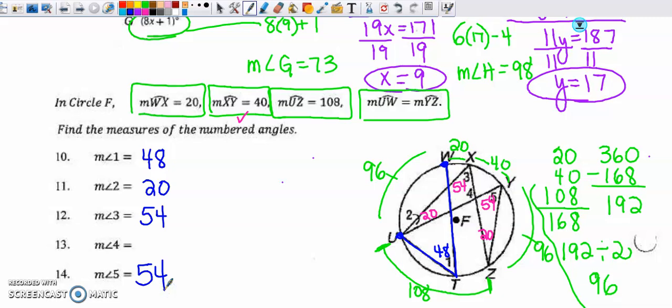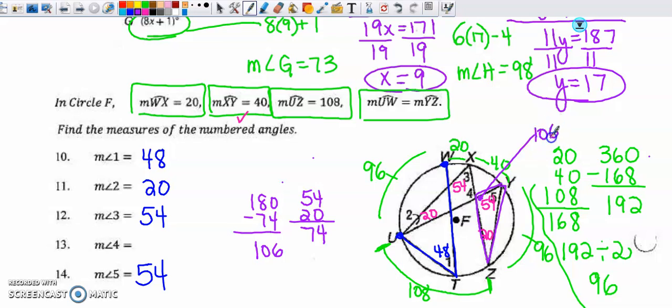So one last angle in there I need to find, and I'm going to grab a purple marker here. There is a triangle right here that I know two of the angles. I know 54 and 20 gives me 74. So that means the last angle in that triangle has to be 106. So if this angle in here is 106, angle 4 is 106 because they are vertical.